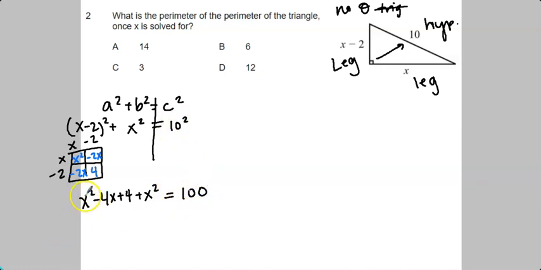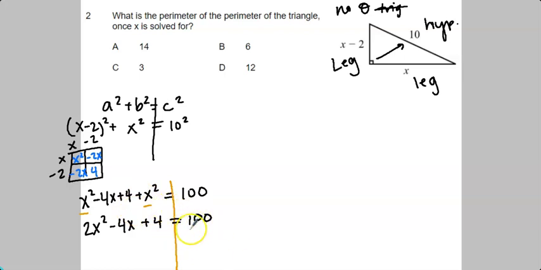Now we should notice these x squares here. Remember, if we have x squares, that means we have a quadratic. So let's go ahead and simplify this and see if we need to put this in standard form. So we know that x squared plus x squared is going to be 2x squared, still minus 4x, still plus 4, and this is equal to 100. I still have a quadratic here, even though I simplified this, so that means I do need to go ahead and put this in standard form.